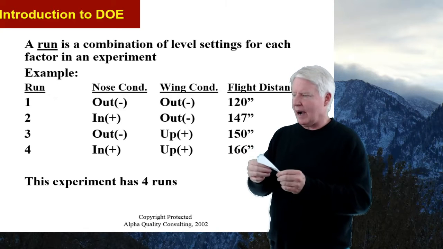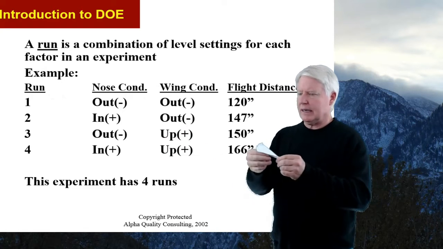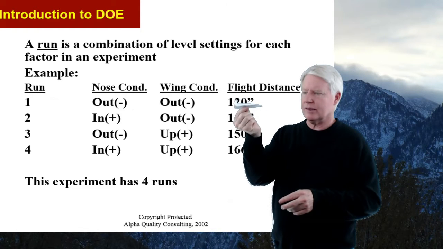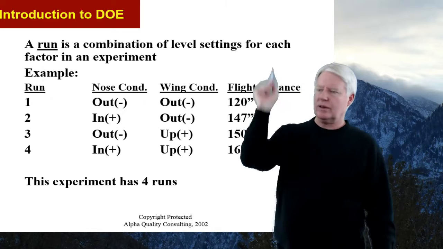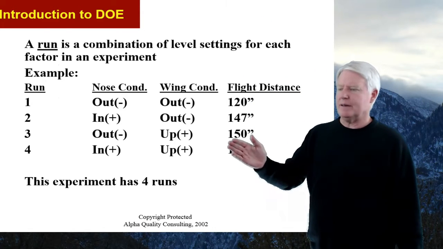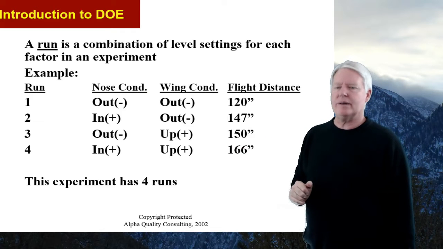Okay, so nose out, wingtips up. Got it. You can see my wingtips are up, and you can also see the nose is out. I throw it. There it goes. I go measure it. 150. Okay, write down 150 units there.